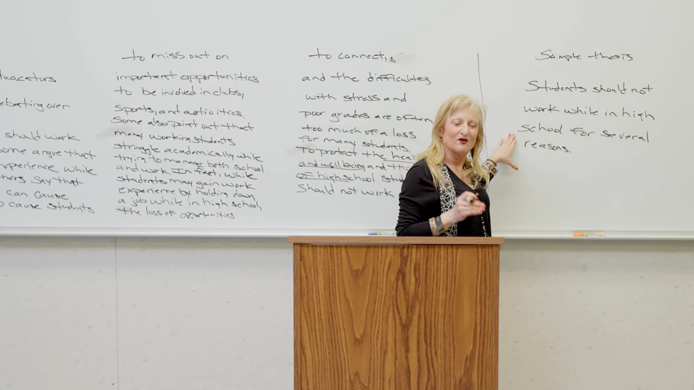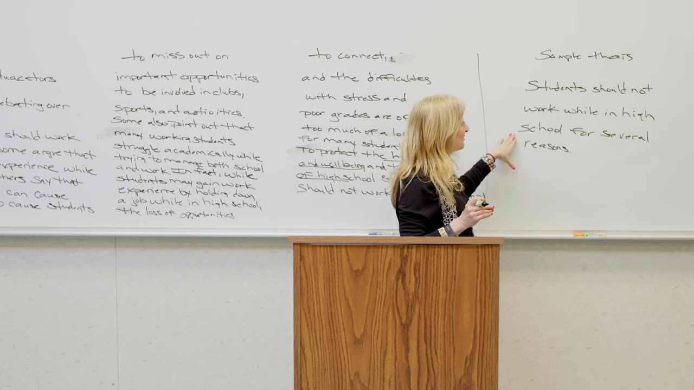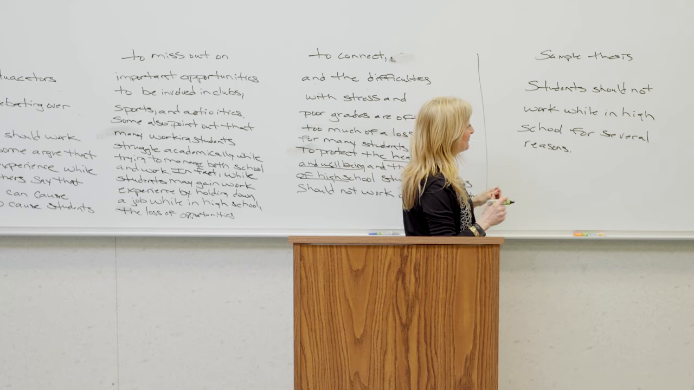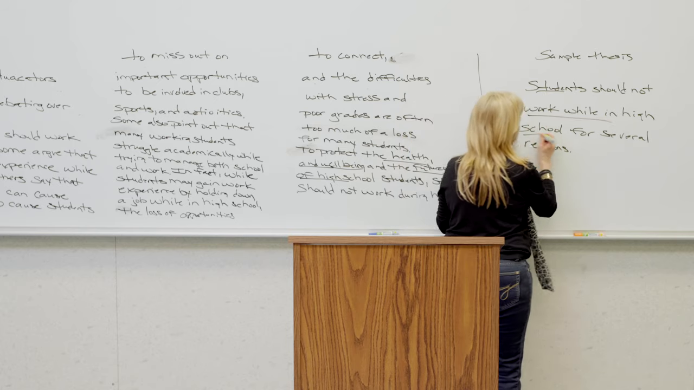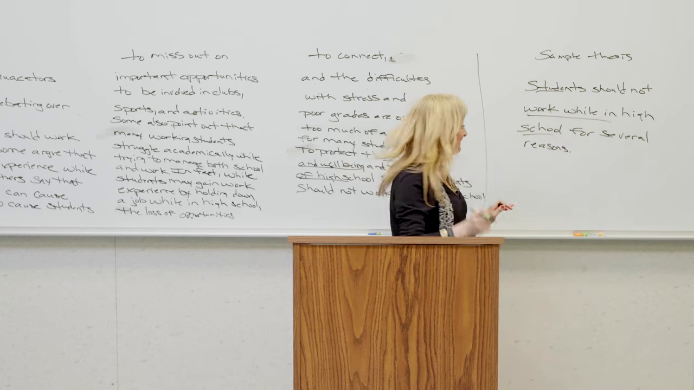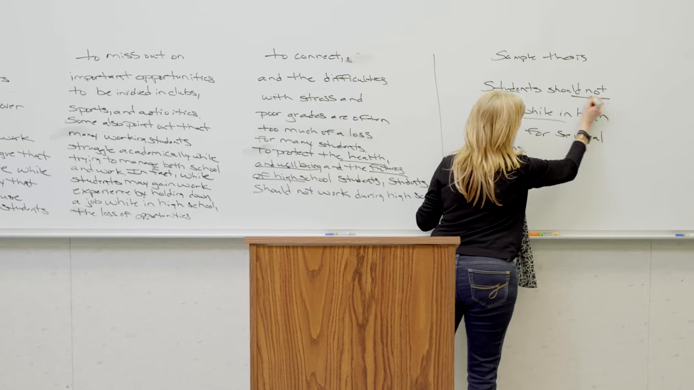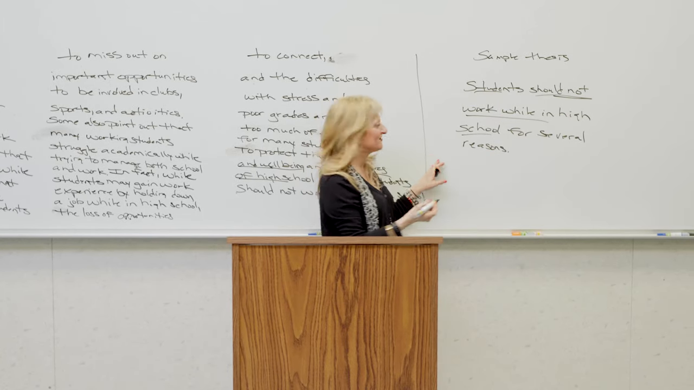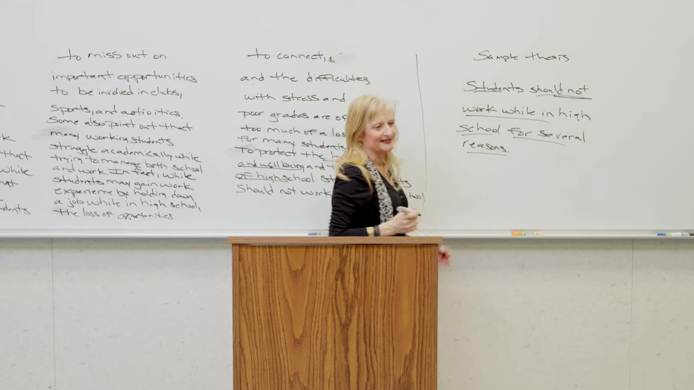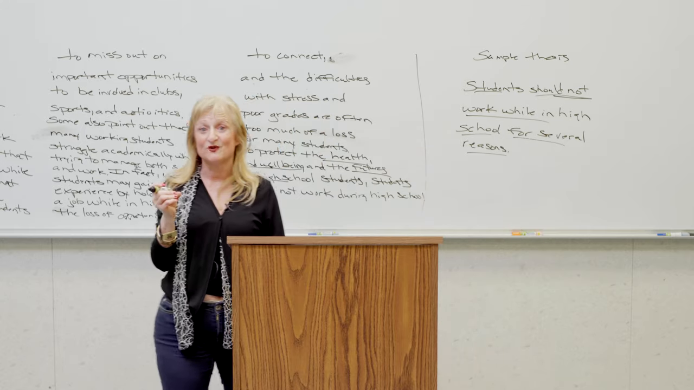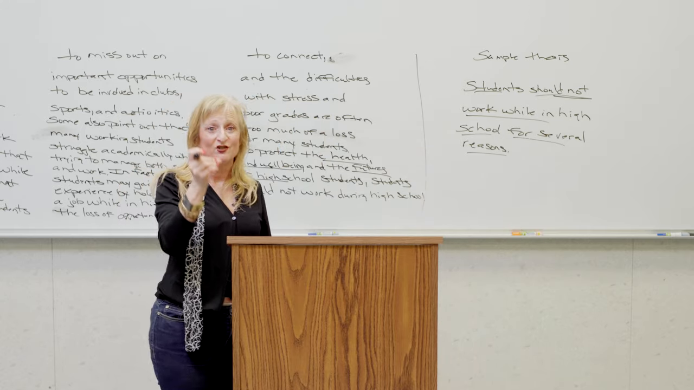So you might think, wow, that sounds really abrupt, but it's effective. You've got the basic elements of your thesis. You have your topic, students working while in high school. That's our topic. You have your idea: they should not work while in high school. And then you're stating "for several reasons." What that's saying is you are going to develop those reasons in your essay.